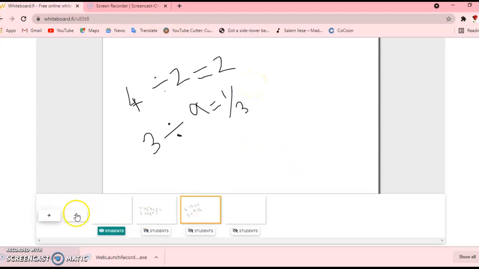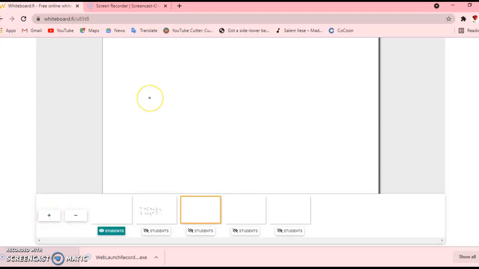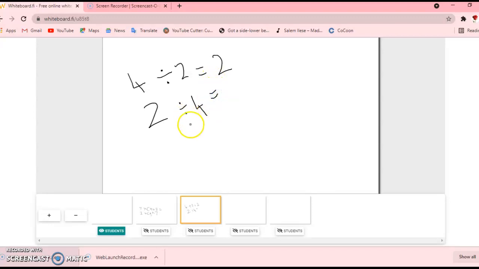Commutative property. Whole numbers are not commutative under division. Example: 4 divided by 2 equals 2. 2 divided by 4 equals 1 by 2.